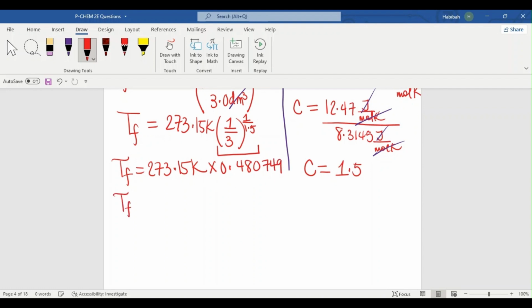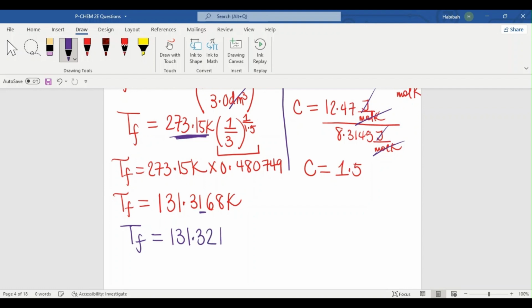So T final equals 131.3168 kelvins. Of course, since this is a temperature question, we're just going to answer in two decimal places because our information has given us this initial temperature value in two decimal places. So that would be T final is equal to 131.32 kelvins.